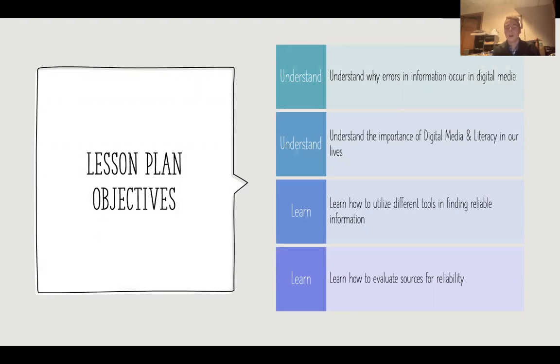Learning objective number 3 is to learn how to utilize different tools in finding reliable information. I know digital media literacy is important and there's fake news out there, but how do I tell if something is reliable? That leads into lesson plan objective number 4, which is to learn how to evaluate sources for reliability. So you know how to find reliable information, but you're just not sure if this specific source from this organization is reliable. How do I determine it?